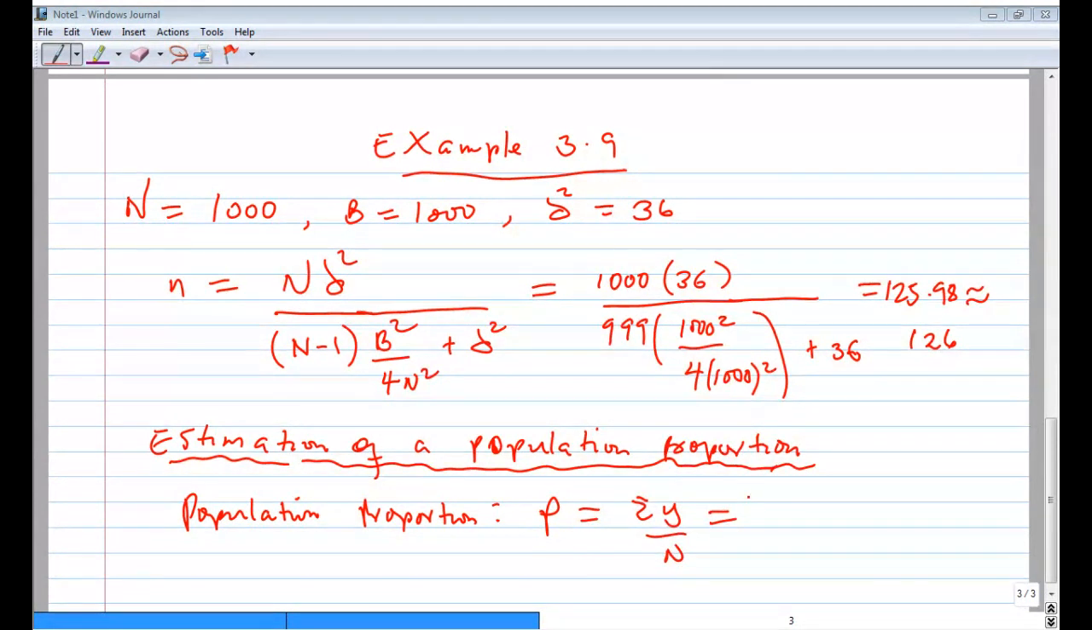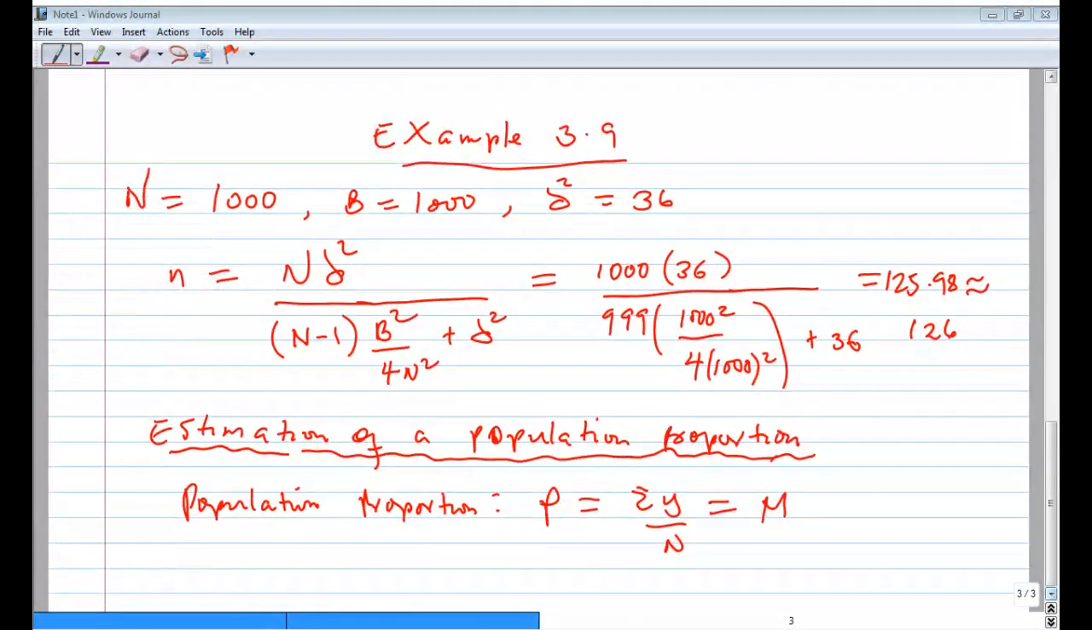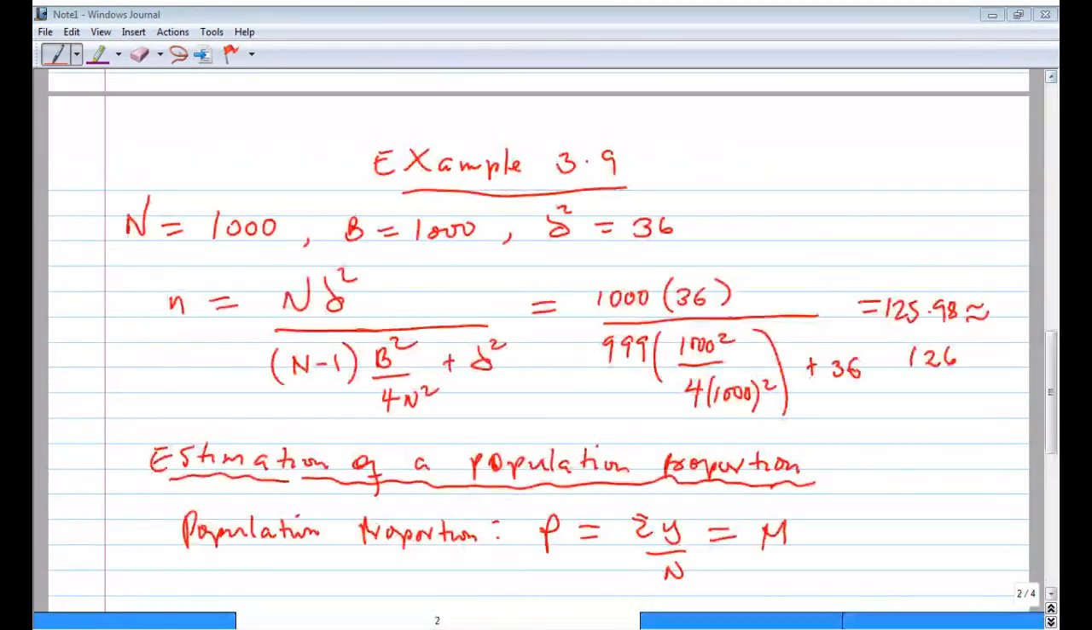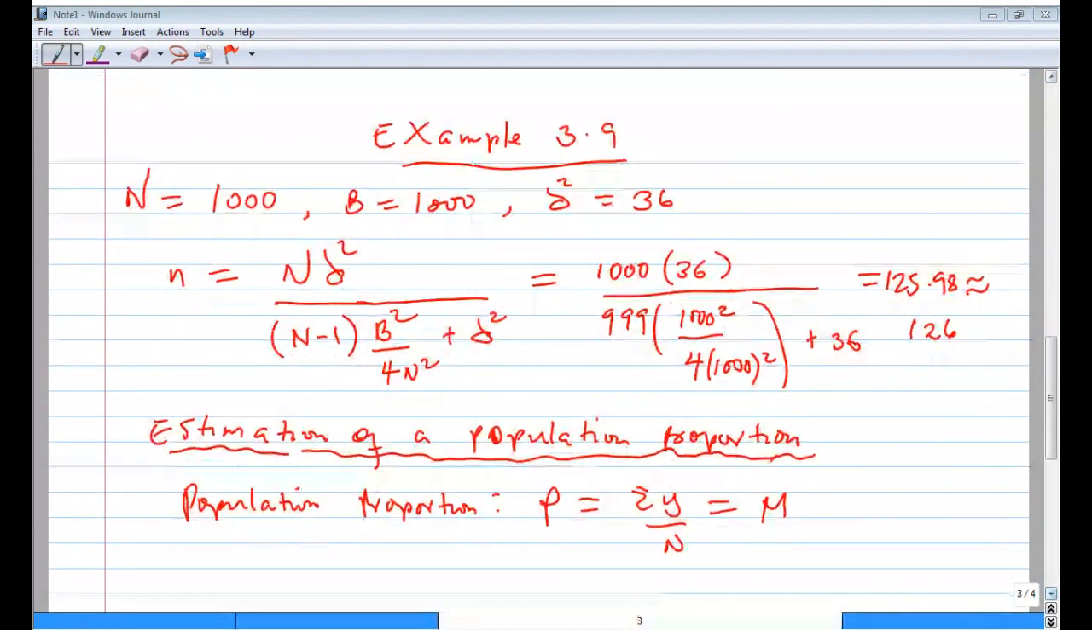And this one is equivalent to what? If you still recall, summation of y over n is equivalent to the population mean, isn't it? Mu. This one is equivalent to the population mean. So, how do you estimate the population proportion?